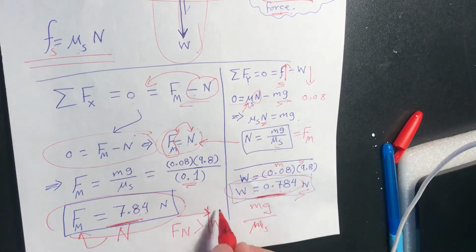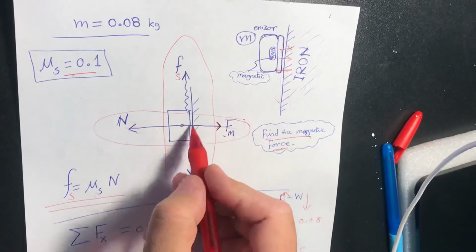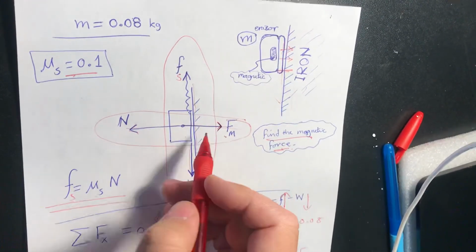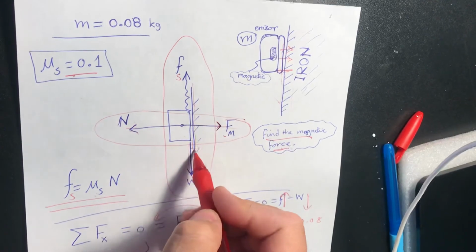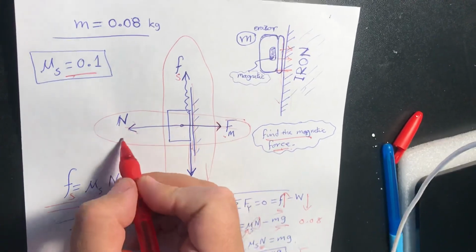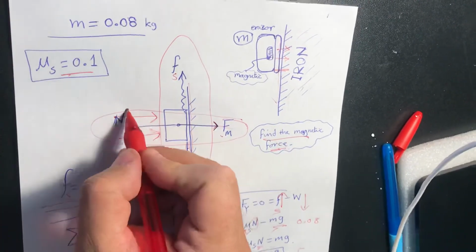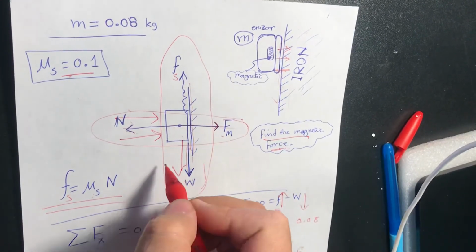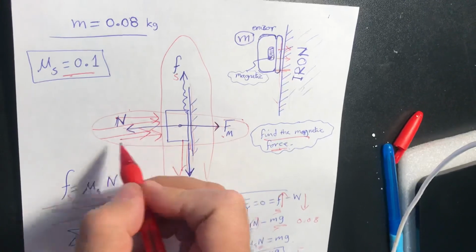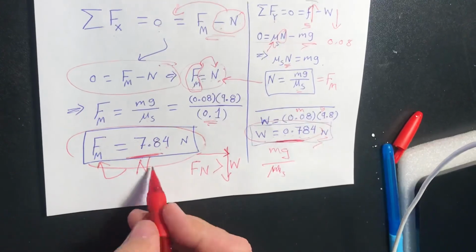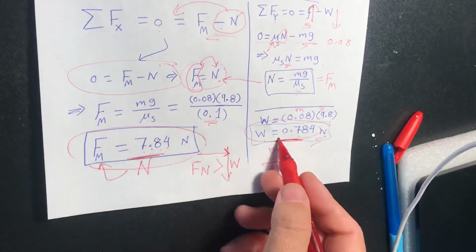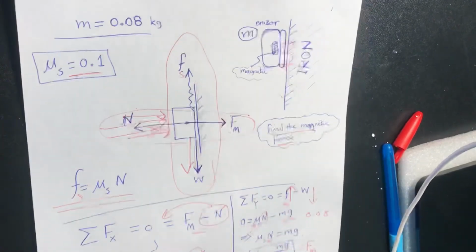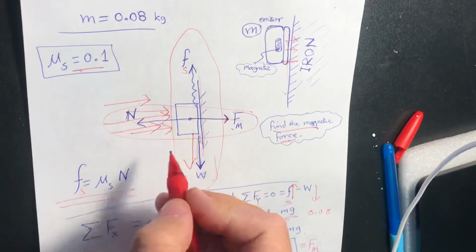To see that, if we need to hold any object against a wall like this, we need to put more force than its weight. We need to put a bigger force. It is about 10 times, as you see from here. You need to put 10 forces.